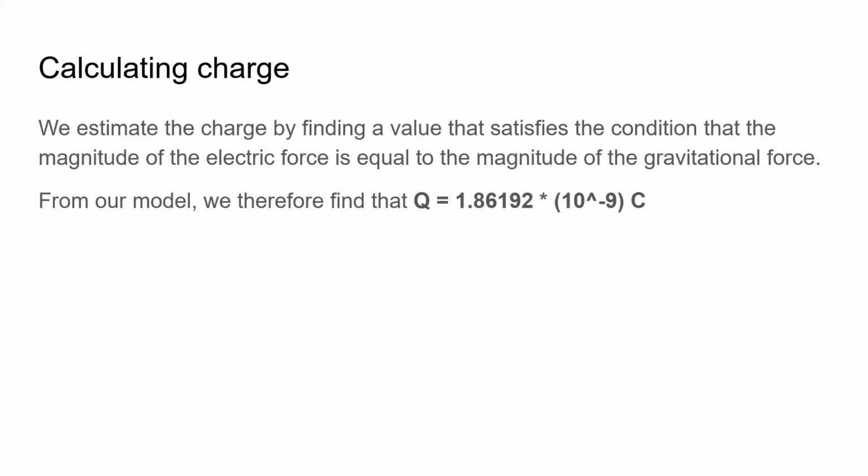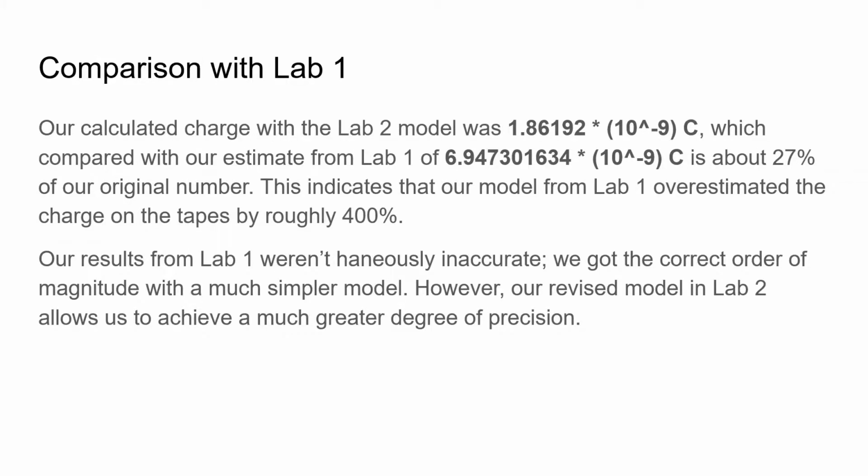So we use the model to estimate the charge by manually inputting values until we obtain a charge that allows the model to satisfy the condition that the magnitude of the electric force is equal to the magnitude of the gravitational force. So from our model, we find that the charge Q is equal to 1.86 nanocoulombs. So we can go ahead and compare that with our results from Lab 1.